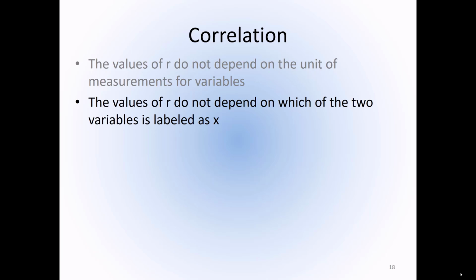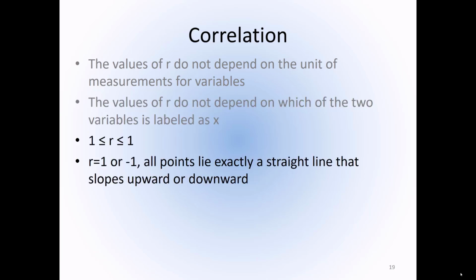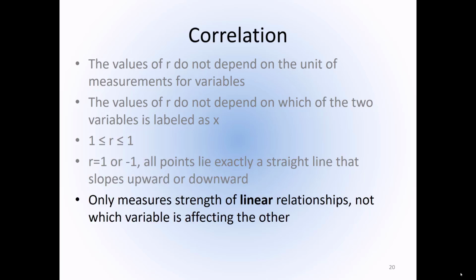Also important is that it doesn't matter which of our variables serves as x and which serves as y. In this case, correlation is just looking at the relationship of these two variables. It's not looking at whether there's any kind of cause or effect. We know that our r value needs to be between -1 and 1, and an r value of 1 or -1 indicates that all of the data points fit perfectly on a straight line. This r value tells us the strength of our linear relationship. It's not going to tell us which variable is affecting the other.